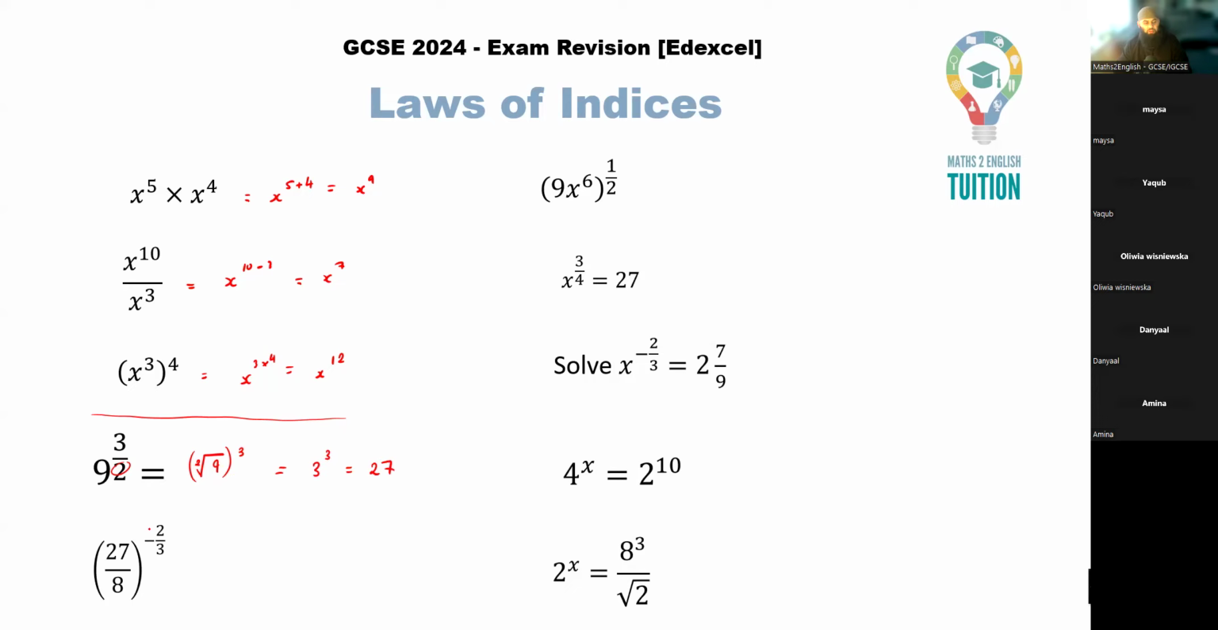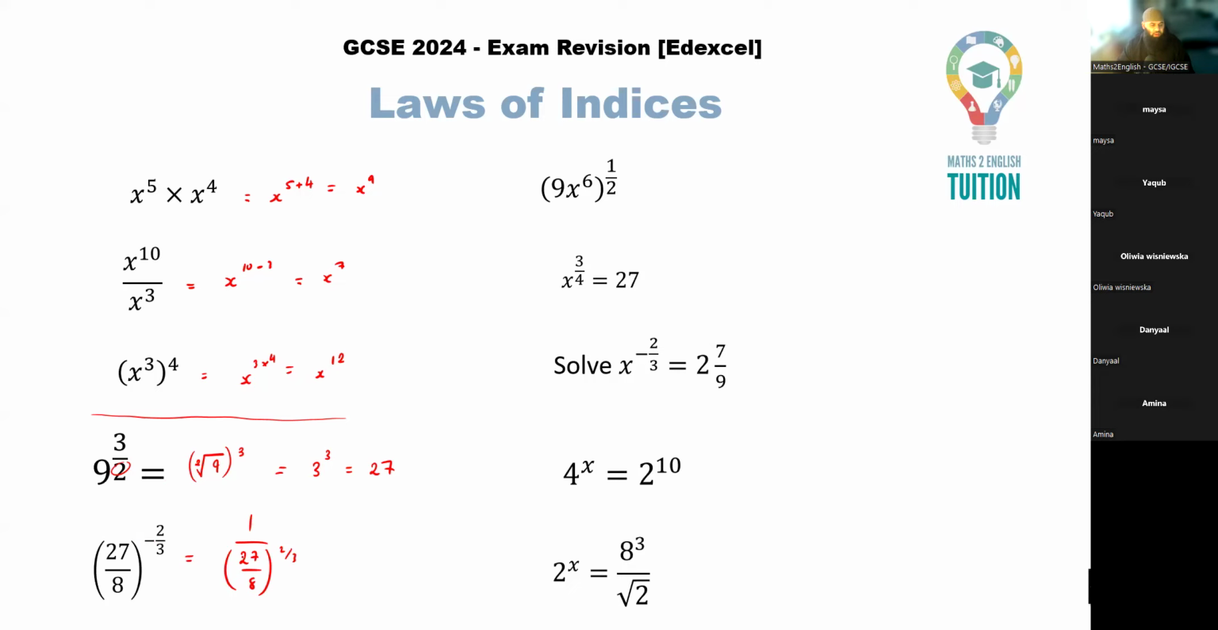Okay, simple as that. So remember, the denominator of the fractional indice is a root. Don't get that mixed up. Now this is a negative fractional indice, and when it comes to negative fractional indices, that negative is a reciprocal. So we have 1 over (27 over 8) to the power of 2 over 3. So what happens when you have a reciprocal? The whole thing flips over.